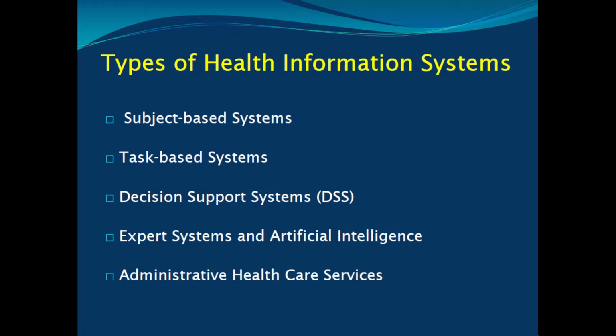We will discuss some subgroups of health information system. All these types are divided into some categories: subject-based systems, task-based systems, decision support systems, expert systems, and artificial intelligence and administrative healthcare services.